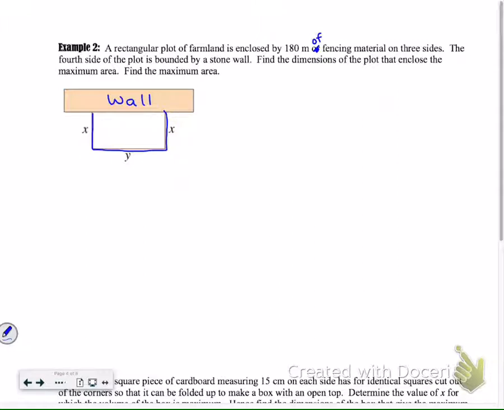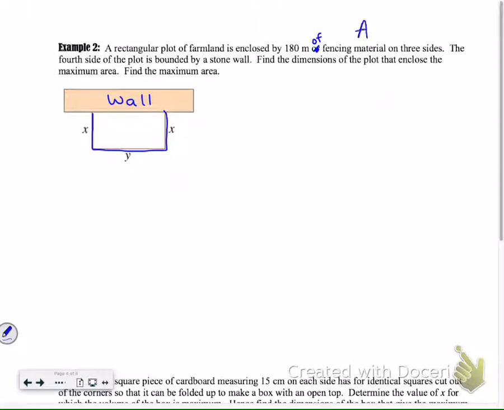So with a rectangle, of course, your opposite sides are congruent. In this case, the two shorter sides there are both x, and then I made the longer side y. It's totally your opinion which side you make what. But I don't need to put a y on the other side there because I don't need to put a fence there, okay?